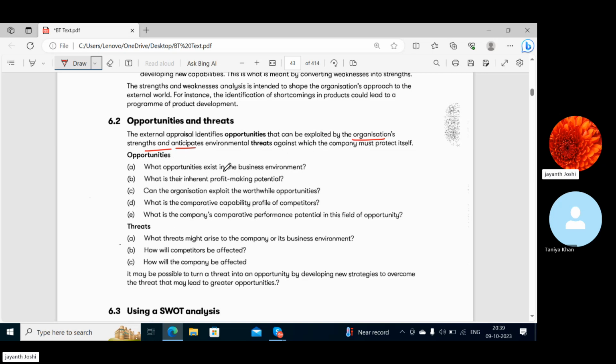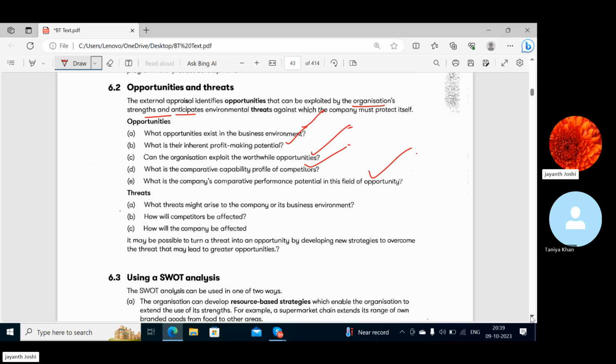Opportunity. What opportunity exists in the business environment? You should ask a question to yourself. Then what is the inherent profit making potential? You should see how you can make profits. Can the organization exploit the worthwhile opportunities? What is the comparative capability profile of competitors? What is the company's comparative performance potential in this field of opportunity?